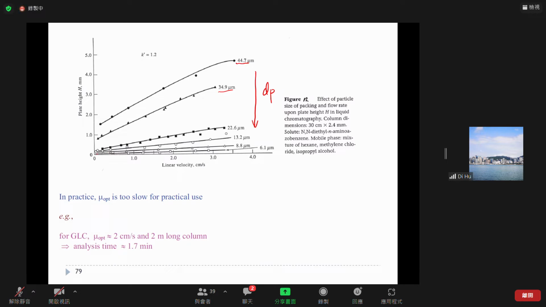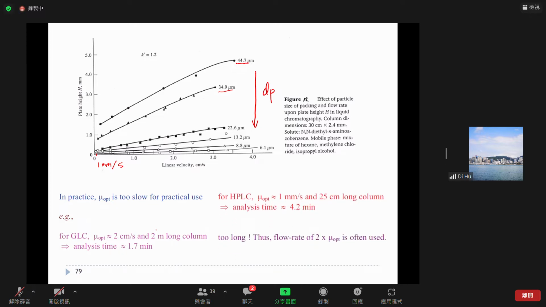And also, this one you can see that, because of 1 centimeter, remember I just mentioned, for an LC the optimized one may be about 1 millimeter per second, okay? Because for gas chromatography, if it's just 2 centimeters per second for a 2 meter long column, that takes about 1.7 minutes. But in reality, the GC column is 30 meters long, and the optimized flow rate used is about 30 centimeters per second, right? So that is pretty fast.